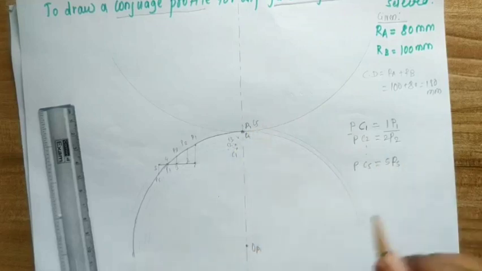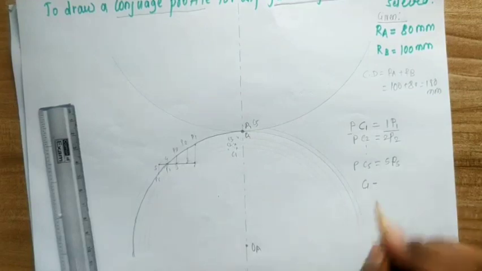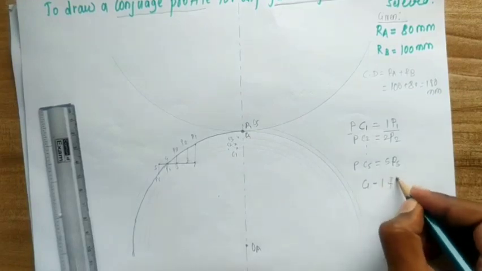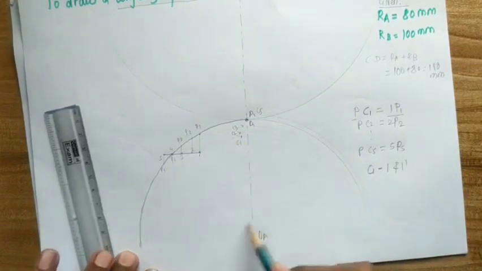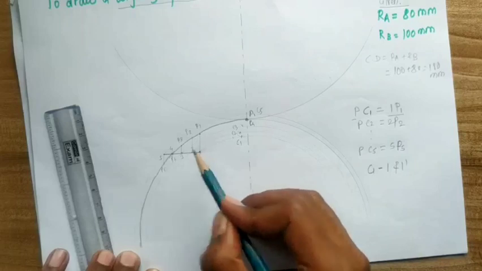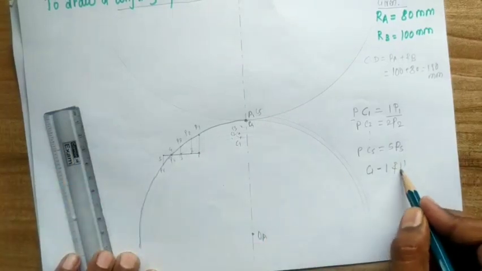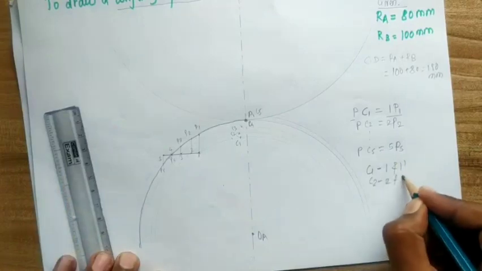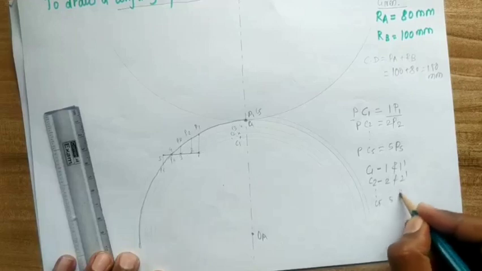Now try to understand what C1 is. Actually C1 is the point of contact between 1 and 1 dash. Now what is 1 and 1 dash? At this point, 1 is on gear A, and 1 dash is the point on gear B in mesh. So C1 is the point of contact between 1 and 1 dash. Similarly 2 and 2 dash, and so on up to C5, the point of contact between 5 and 5 dash.